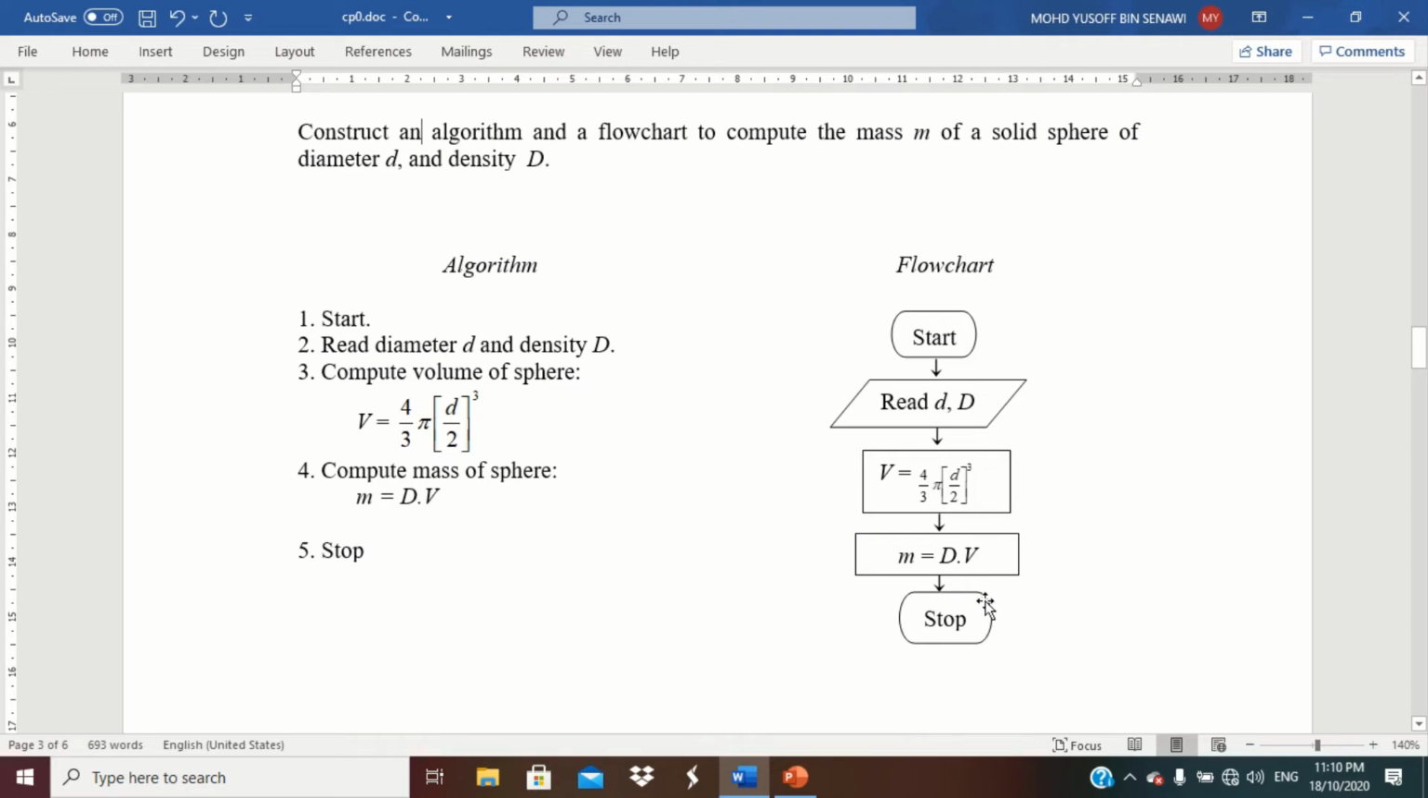These two symbols are for start and stop, also available from MS Word. Get or read small d and density, compute V, next compute M, stop. You don't compute or calculate here. The symbol itself tells the process where we calculate V and M.